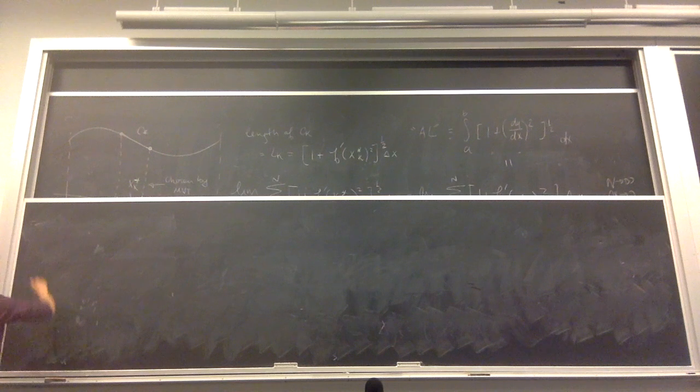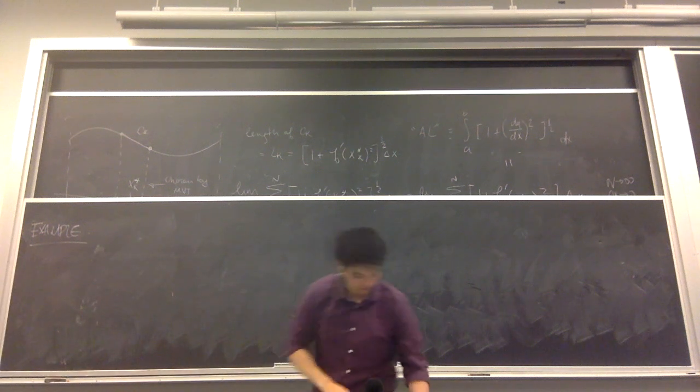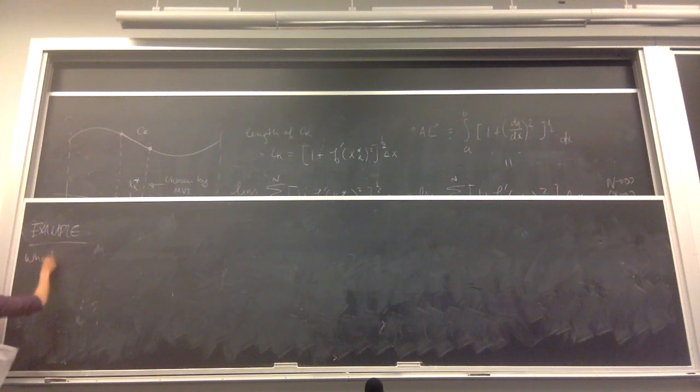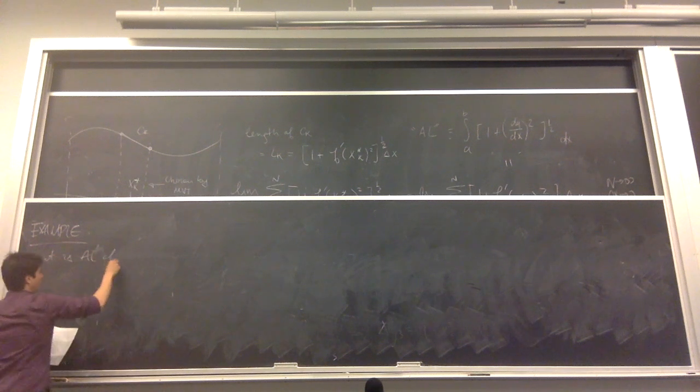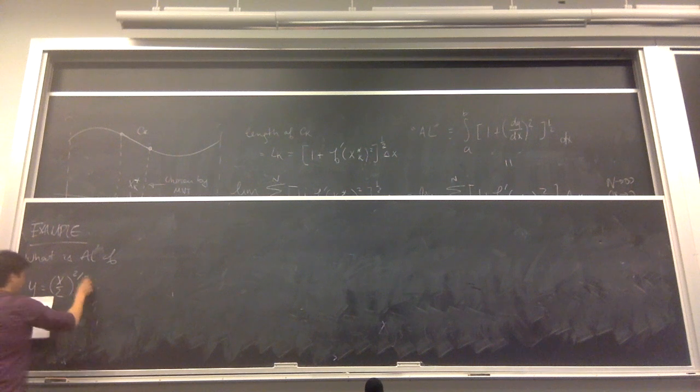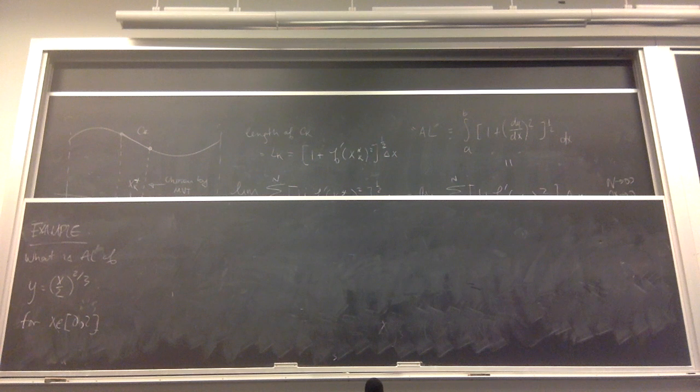Okay, so let's just do one example. I'll show you that it's not too hard. What is the arc length of y equals x^(2/3) for x in 0 to 2? Well, I don't have time to lead you through this problem.